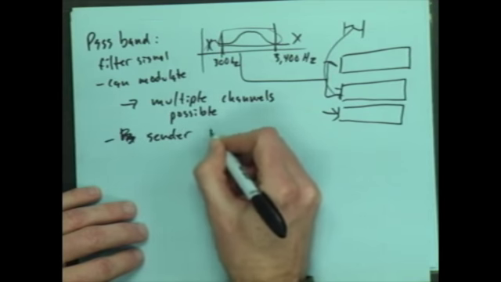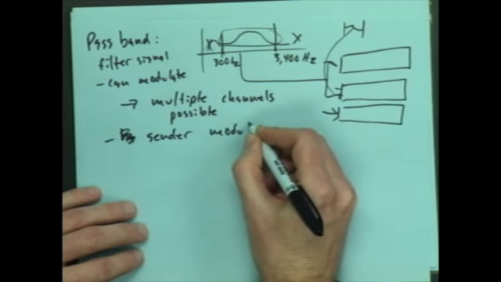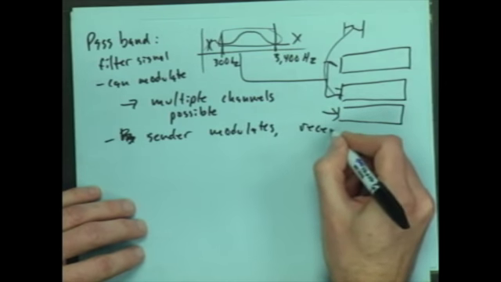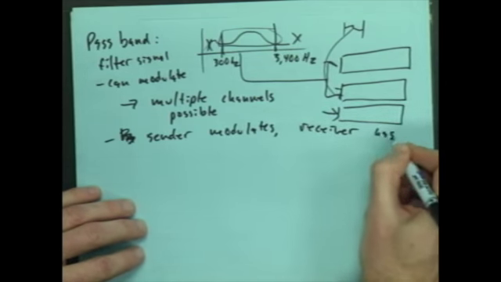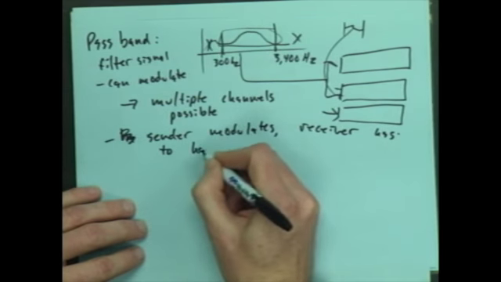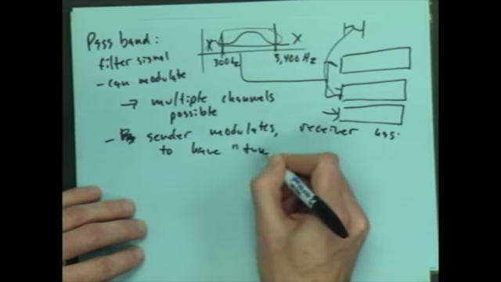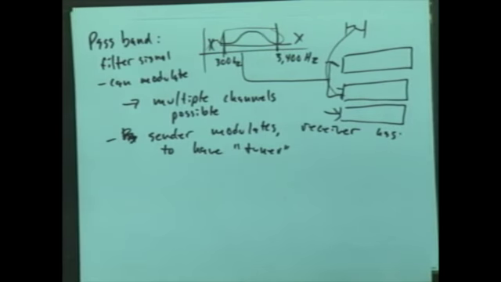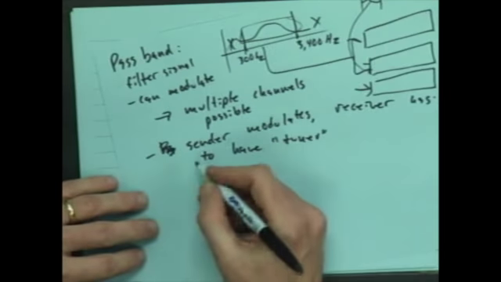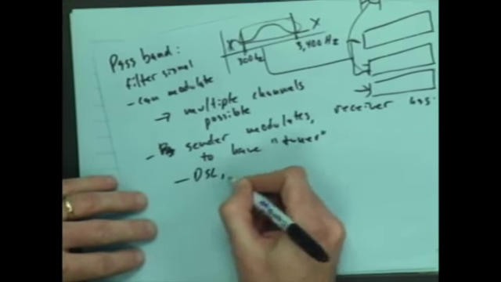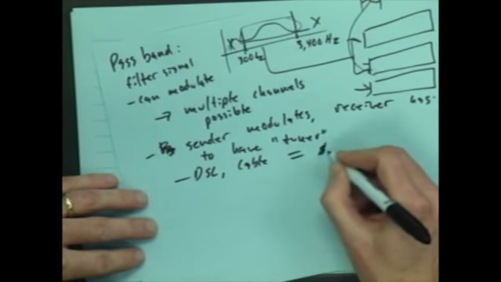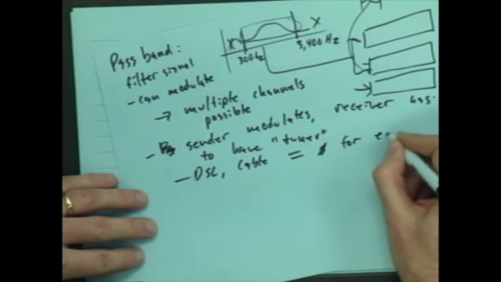So the sender modulates, then the receiver has to have, we'll just say a tuner of some sort. So they have to have some way of being able to tell which signal's which. That's a lot of money. So DSL, cable, it's more money for the equipment.